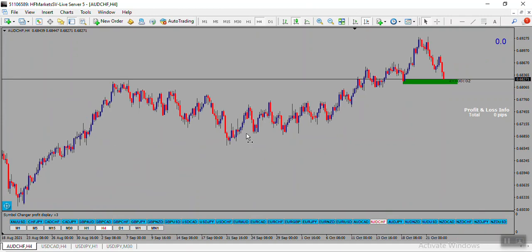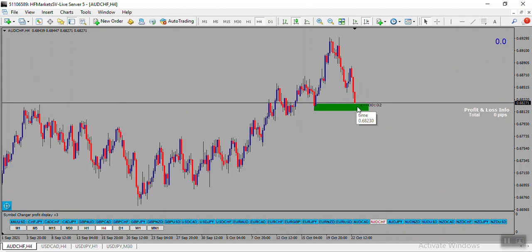On the 4-hour time frame, price is already hitting almost at that zone. There is still some liquidity here, but hopefully I'm expecting that price will take off from this point. Even if it doesn't go back up, it will bounce up to this level before it drops down, in case it's going to change direction. So this is what I'll be looking out for on AUDCHF.